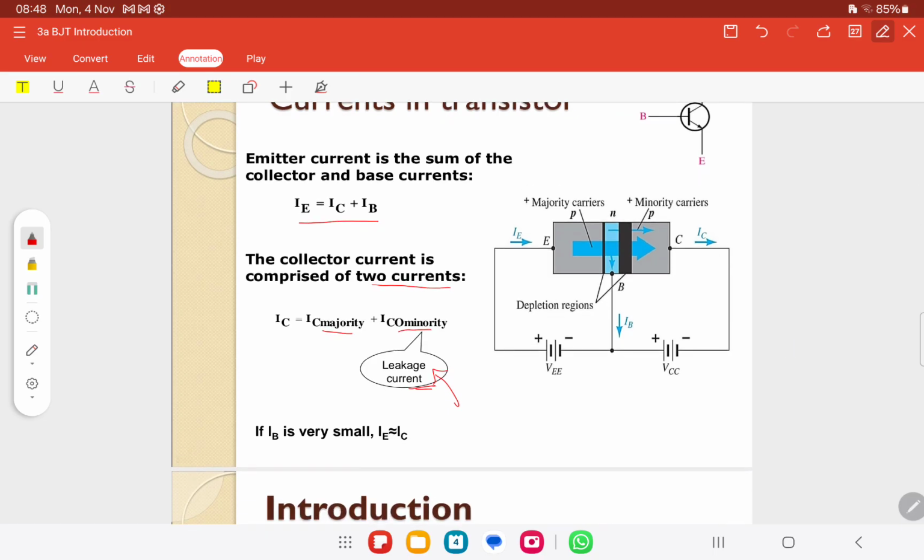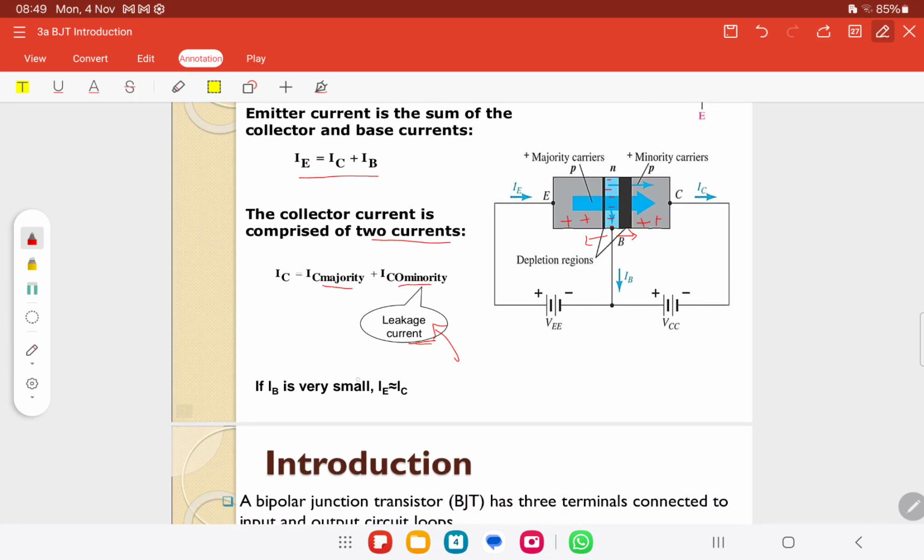Okay, as you can see for this one, the majority carrier is from IE, positif kan, banyak positif kan, yang tengah is banyak negatif. Okay, so from there dia akan ada juga drift current and also the diffusion current. So that one is the minority current ataupun the leakage current.